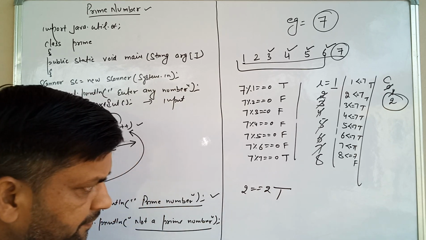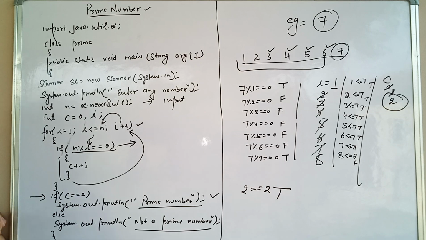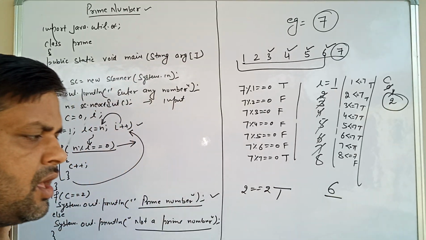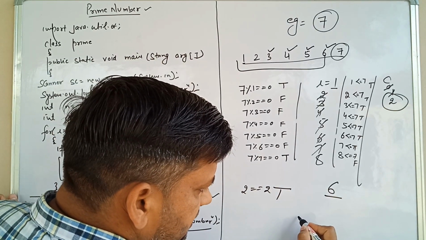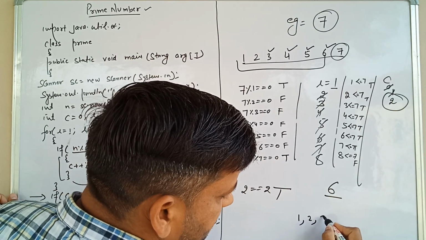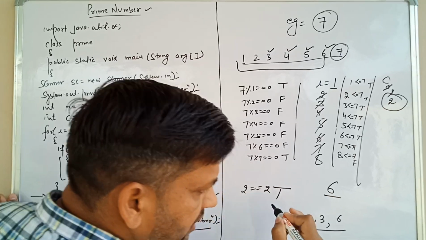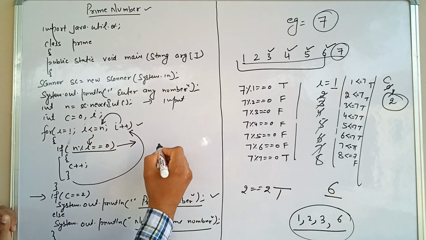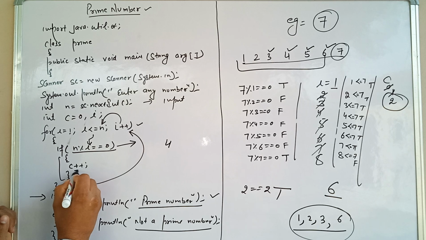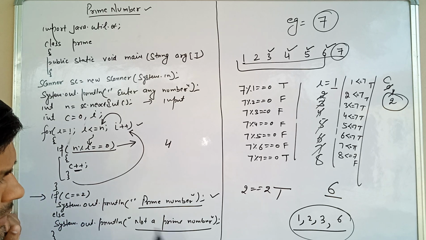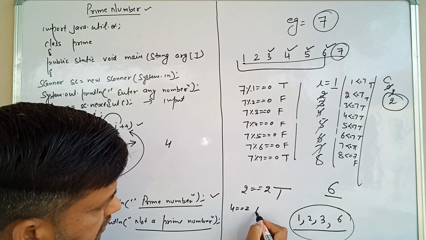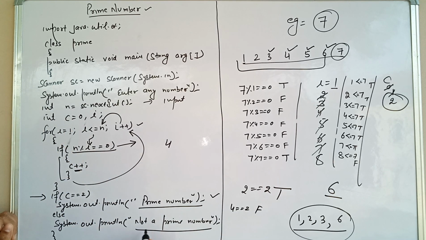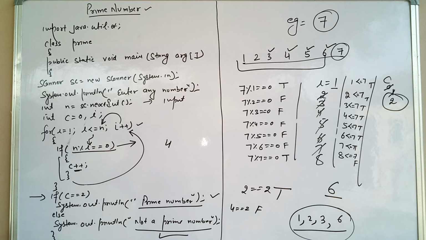Not a prime number. For example, in place of 7, if I consider the number 6. Now you can see that for 6, 1 is its factor, 2 is also its factor, 3 is also its factor, and 6 itself is also a factor. So for n equal to 6, this part will execute how many times? 4 times. So C value will be 4. How will this condition be checked? 4 equal to 2, this will be false. So for n equal to 6, what will be printed? Not a prime number.